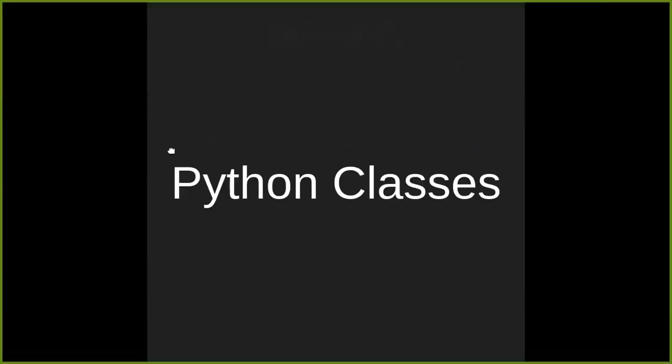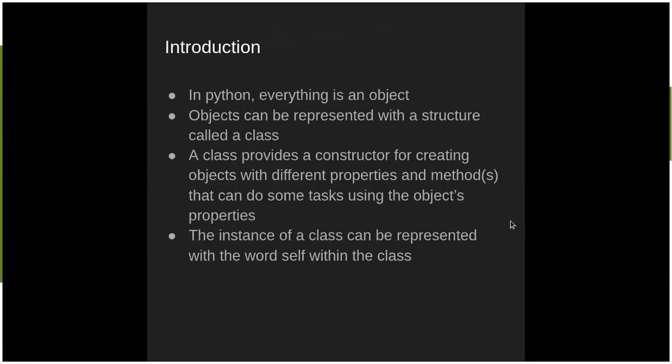So now we will talk about classes. In Python, everything is an object. And objects can be represented with a structure called a class. A class provides a constructor for creating objects with different properties and methods that can perform some tasks using the object's properties. And the instance of a class can be represented with the word self within the class.